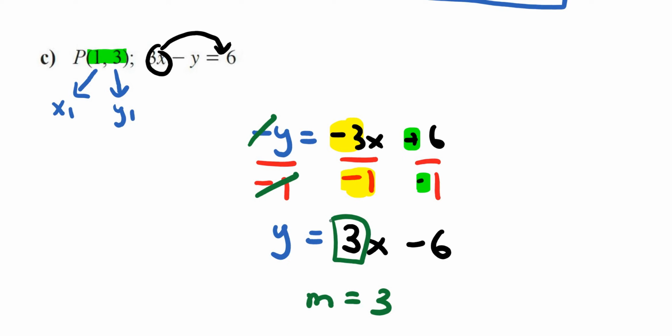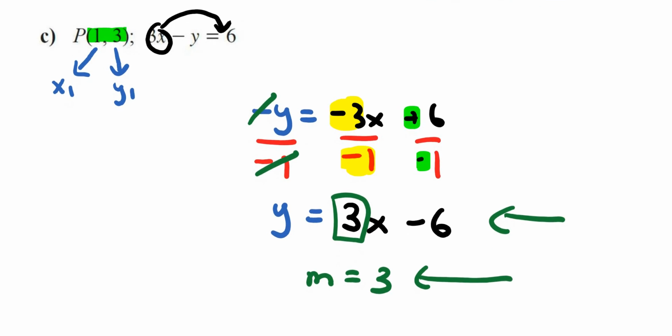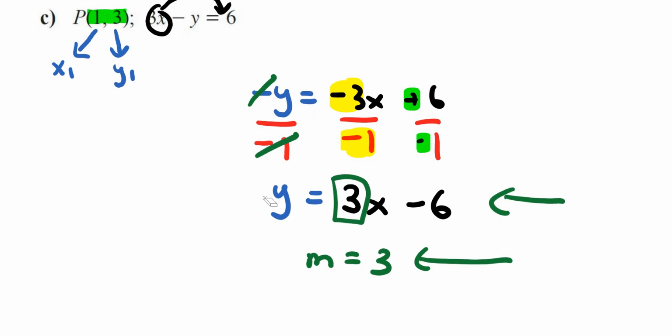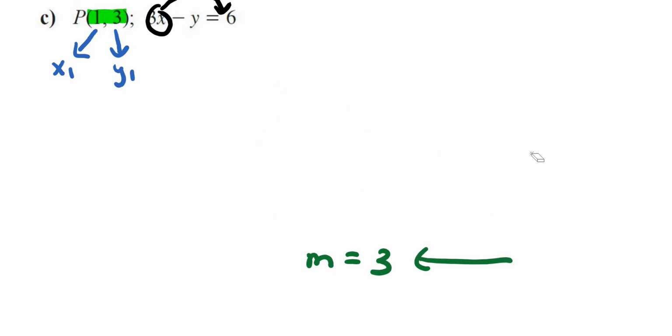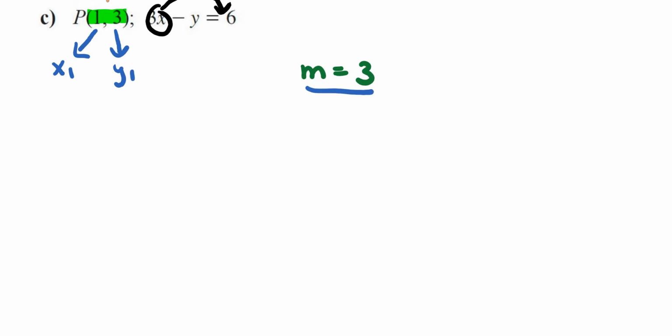All right, so if I want a line that's parallel to this, it must have the same slope as that line, which is going to be 3. All right, so now we're in pretty good shape here. Let me just erase all this. I know that the slope that I want is going to be positive 3.